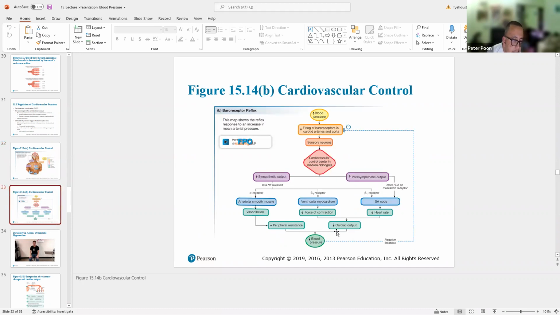Okay, so there you go. And it does that by adjusting your heart rate, which adjusts your cardiac output, it adjusts your force of contraction, which adjusts your cardiac output, and it adjusts your TPR, total peripheral resistance, which changes the blood pressure.